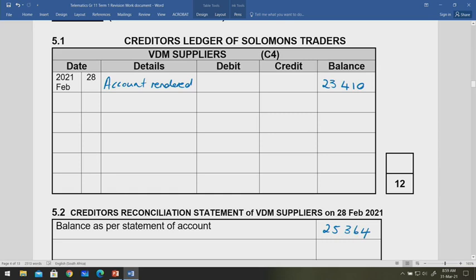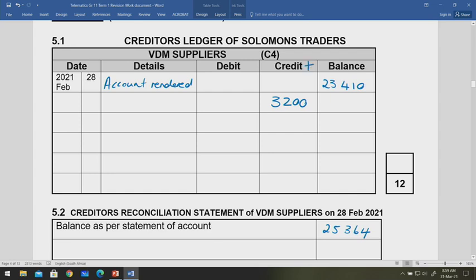The first one says that an EFT payment of 3,200 appeared in the creditors ledger, in other words, in our books, but not on the statement of account. But we have to read further, because it says on investigation it appears that this was actually a payment by Solomon's Traders to KZN suppliers. So we paid 3,200, but we did not pay VDM suppliers, we paid KZN suppliers. So we debited the wrong creditor, so we have to add that again to the creditors account.